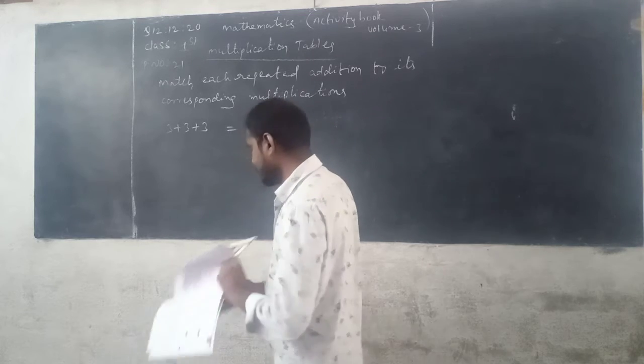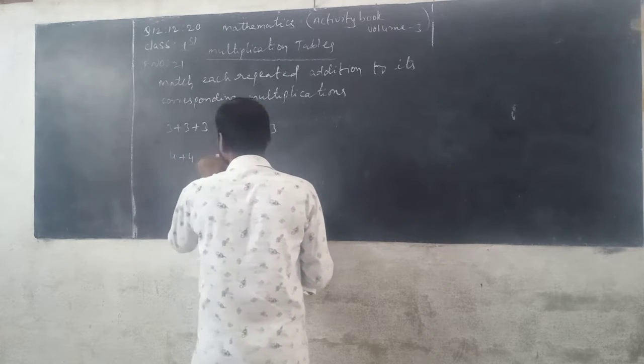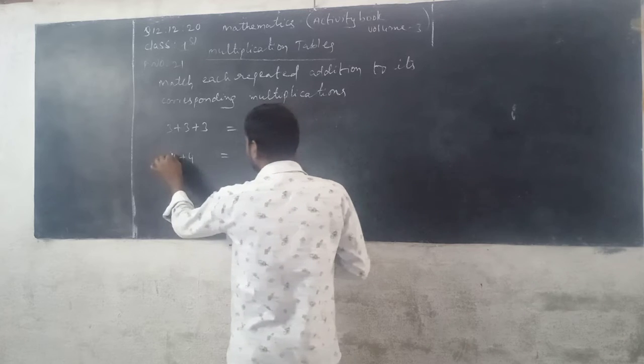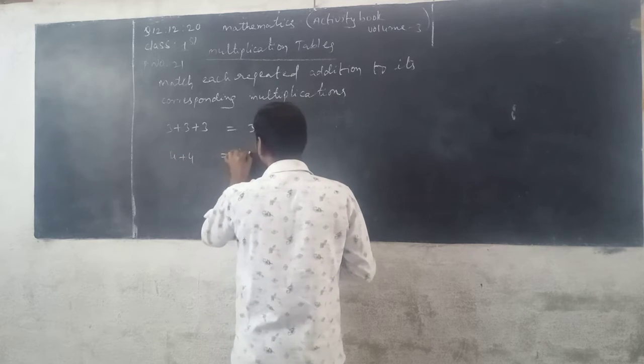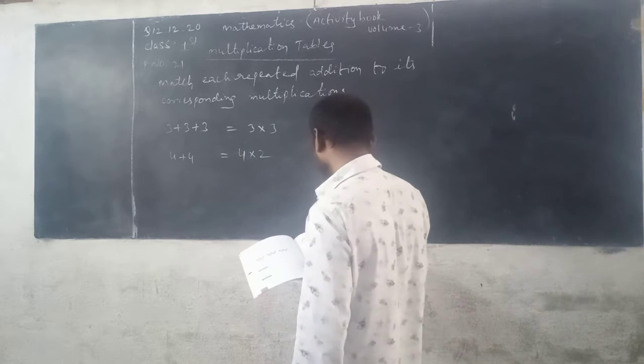Now next, 4 plus 4. So 4 is repeated 2 times. Here the given number is 4, and 4 is repeated 2 times. 4 plus 4 can be written as 4 into 2.